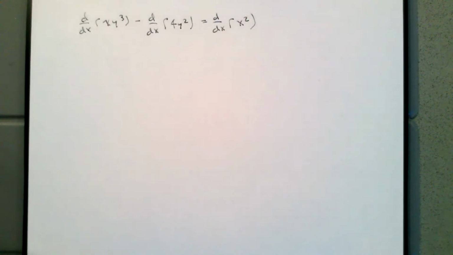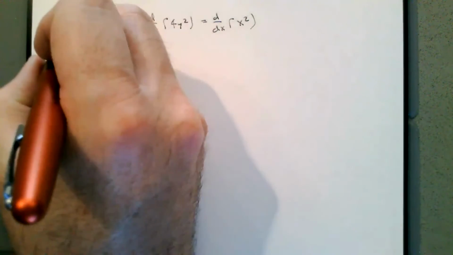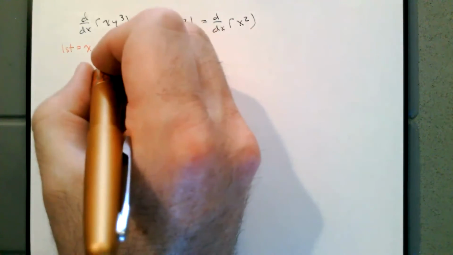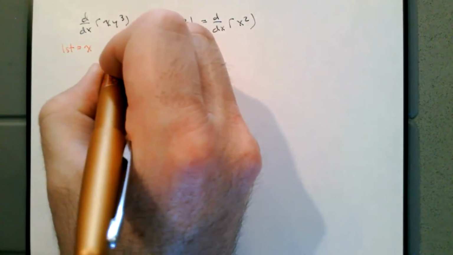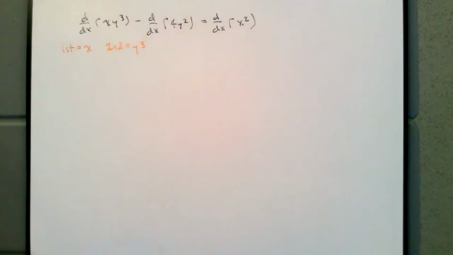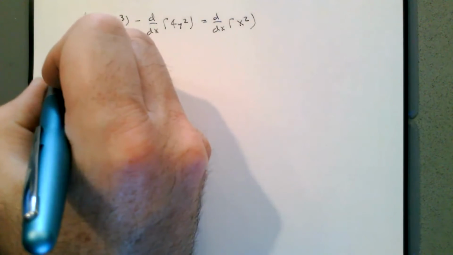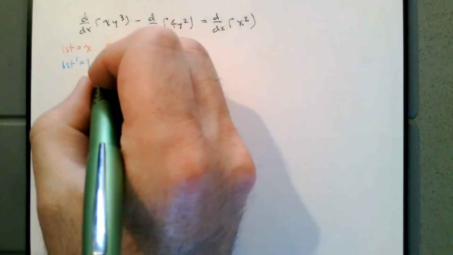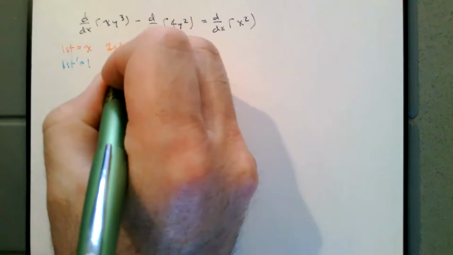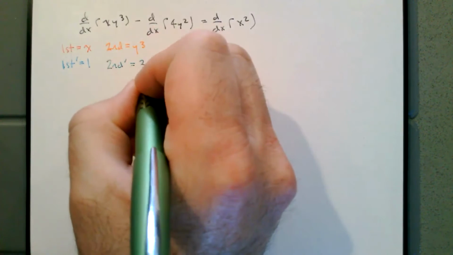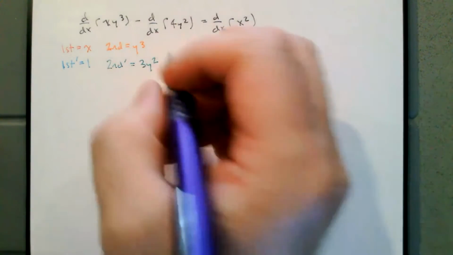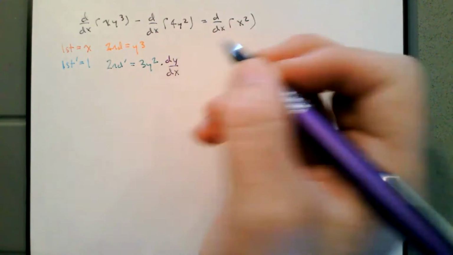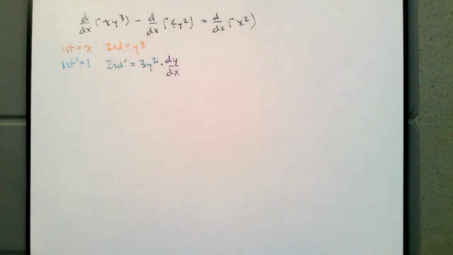So for xy cubed, I've got a first. The first is x. And then the second function will be y to the third. So the derivative of the first is just 1. And the derivative of the second will be 3y squared times dy dx because of the chain rule. 3y squared is the derivative with respect to y. So the chain rule says multiply by the derivative of y with respect to x.